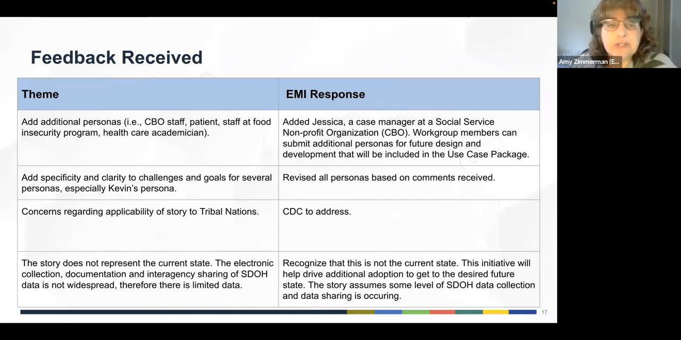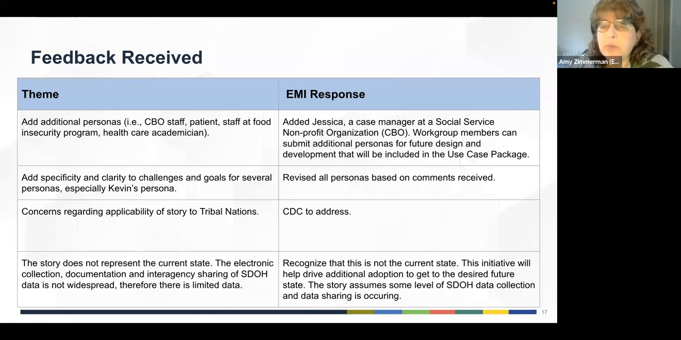So there were a number of themes around adding additional personas from the CBO, which we did, to patients, staff at food insecurity programs, healthcare academicians, individuals from tribal nations, a whole range. And so what we did is we've added Jessica, as I said, but we really were very confined based on time and resources to not adding a significant number of additional personas specifically for this project.